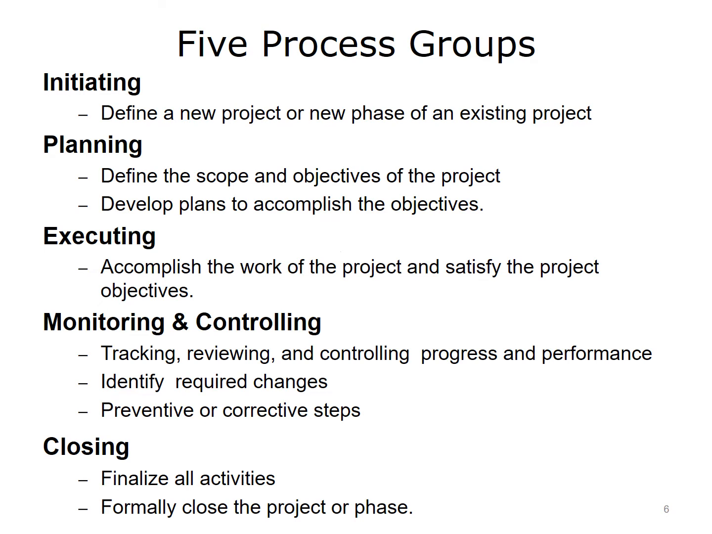Executing processes are performed to accomplish the work of the project and satisfy the project objectives. Monitoring and controlling processes involve tracking, reviewing, and controlling the progress and performance of the project. They are used to identify required changes to the project management plan and take corrective steps appropriate to accommodate those changes. The closing processes are performed to finalize all activities and formally close the project or phase.